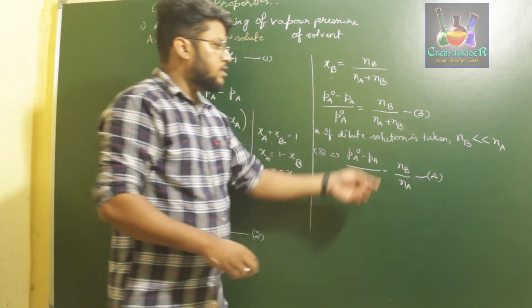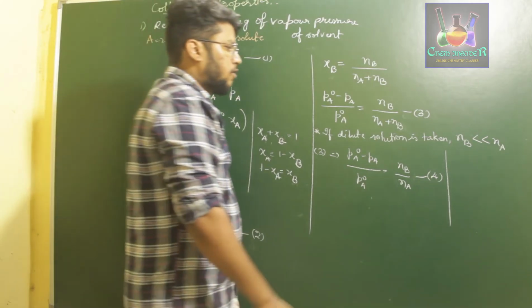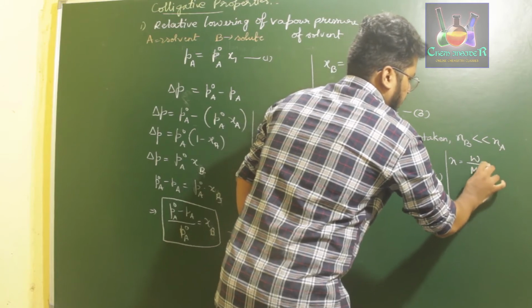Now, N is nothing but the number of moles, and the number of moles N is equal to given weight divided by molar mass.